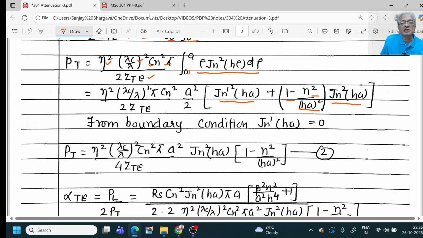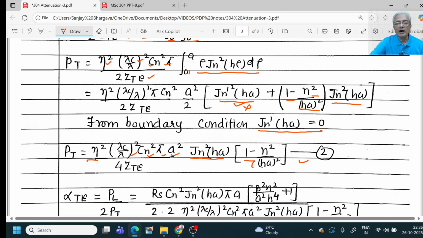From the boundary condition, J_n'(ha) is equal to 0. So this equation simplifies; this term would be automatically 0. Power transmitted would be η (λc/λ)² C_n² π a² J_n²(ha) (1 minus n²/(ha)²), and that is now equation number 2.